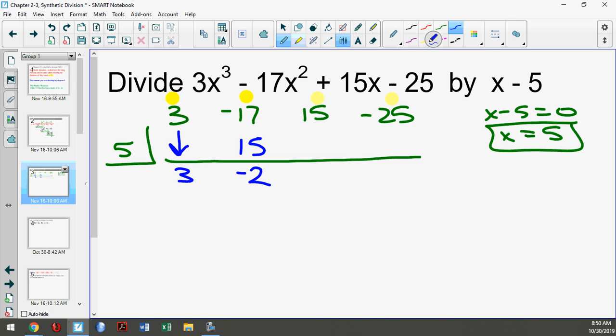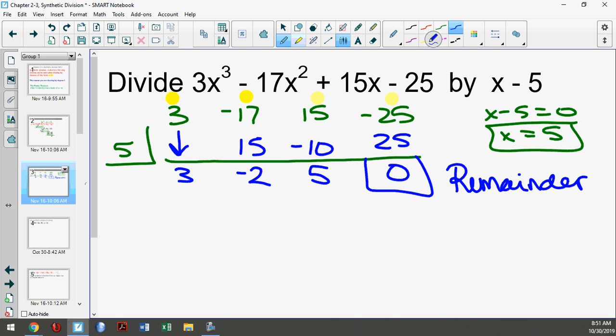Multiply on the diagonal again. So 5 times negative 2 is going to be negative 10. And then vertically we add to give me a 5. Diagonally we multiply. 5 times 5 is 25. Vertically we add to give you 0. Now, 0, this number right here that I boxed in, is what we call the remainder.